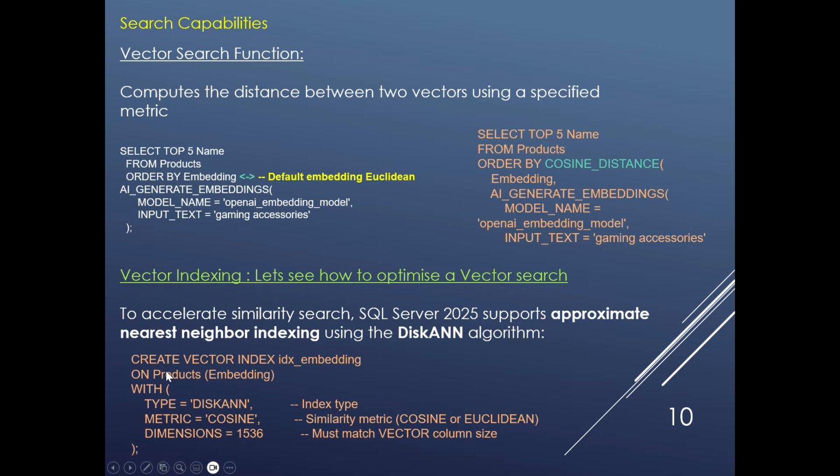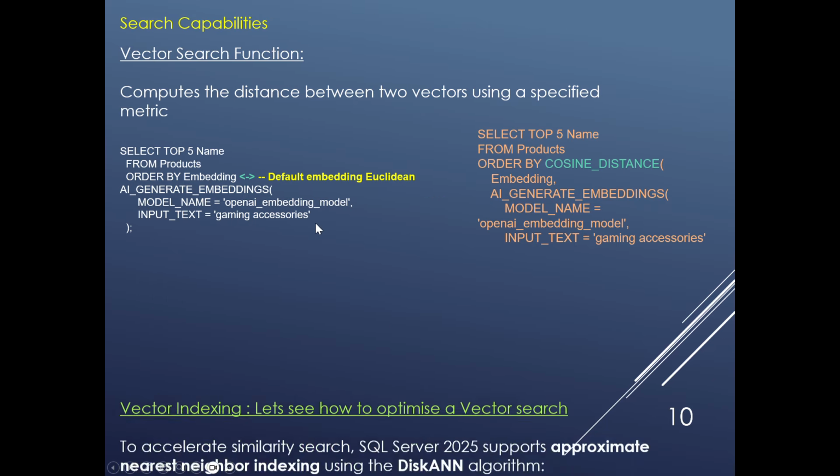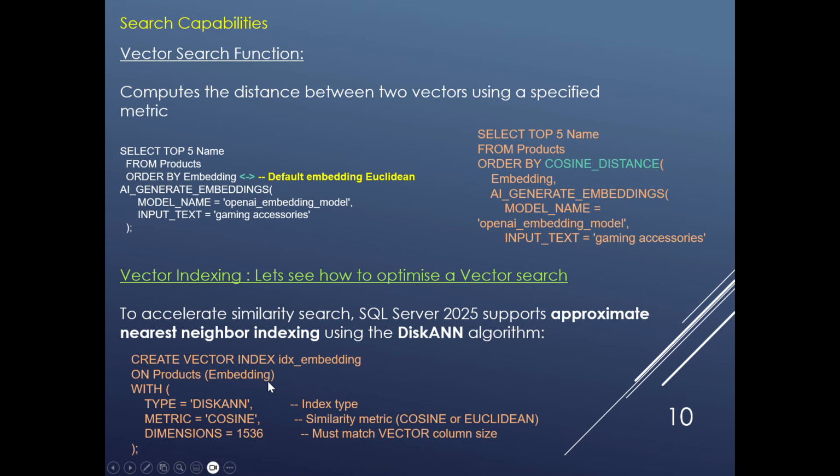On the product table, I am creating a DiskANN type index, and the metric I have used is cosine, and the dimension is 1536. This should be the same as the embedding vectors in the create table. Whatever definition I have used for the embedding vector, this should be the same for indexing also. Now, if your customer says that the vector column is very slow, you just need to create a DiskANN index on it.